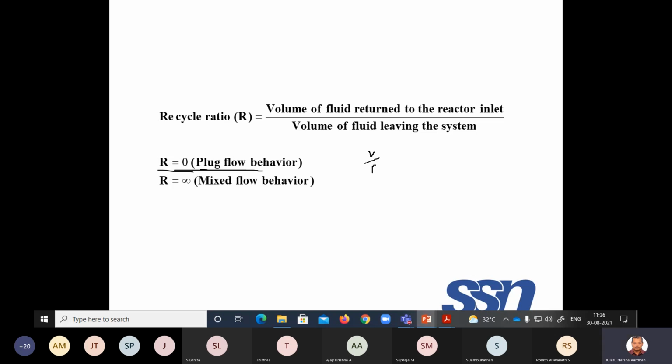So V by F should be equal to integral 0 to XA dXA by minus RA. This is the performance equation it should result. Whereas when R tends to infinity, you should get V by F should be equal to XA by minus RA. This is the thing which you should get.